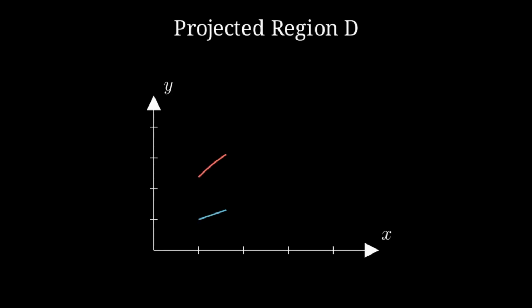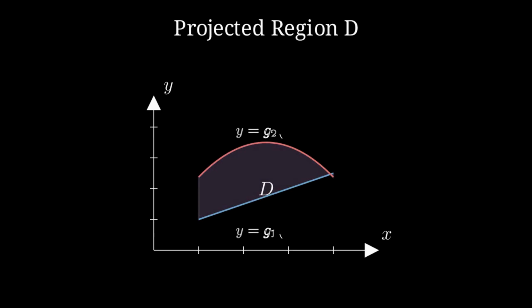Once the z integration is set, we look at the 2D projection D. Here, we determine how y varies as a function of x, and finally, the constant numerical limits for x. This results in an iterated integral.